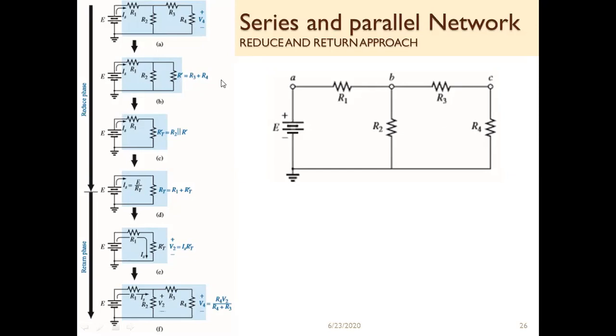You can see over here, the combination of these two are taken as R dash, which is equal to R3 plus R4. Then what we can see, if we make it one, like R dash, then that R dash would be parallel to R2. And if it is parallel to R2, then we will again reduce this parallel part to one resistor. And this time we will name it as RT dash.